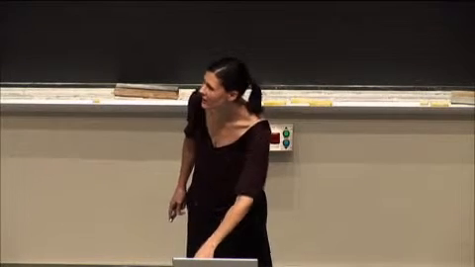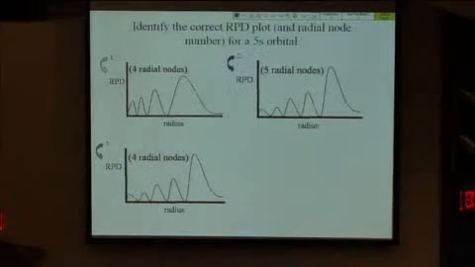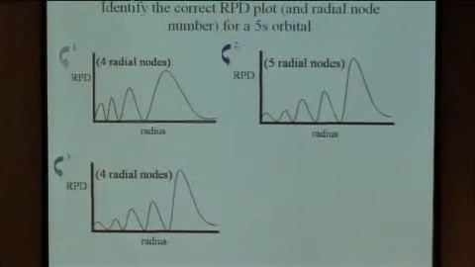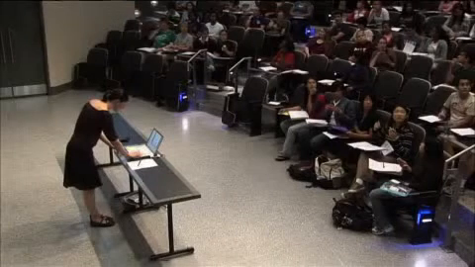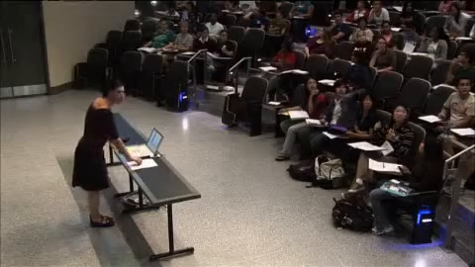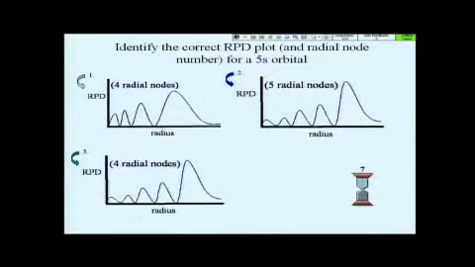OK, so let's go to a clicker question now on radial probability distributions. I mentioned you should be able to identify both how many nodes you have and what a graph might look like of different radial probability distributions. So here, I'd like you to identify the correct radial probability distribution plot for a 5s orbital, and also make sure that it matches up with the right number of radial nodes that you would expect. All right, let's take 10 more seconds on that. This should be a quick identification for us to do.